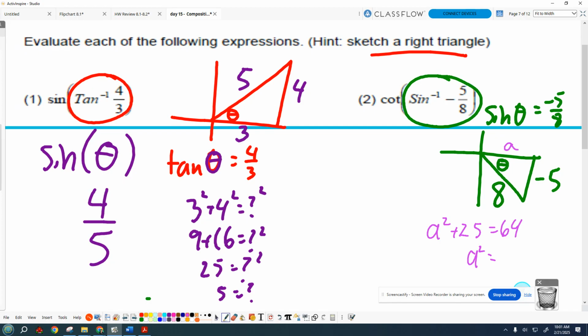You guys are saying 39. Do you agree? 60 down to 50, down to 40. 44 minus 5 is 39. Square root of 39. Is it positive square root of 39, negative square root of 39, or is it plus or minus?